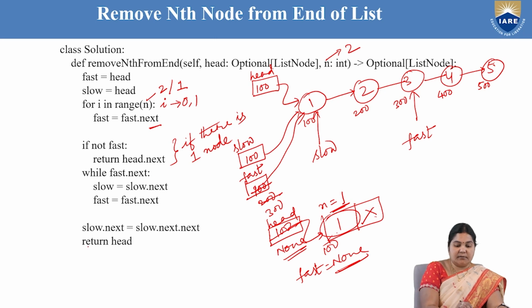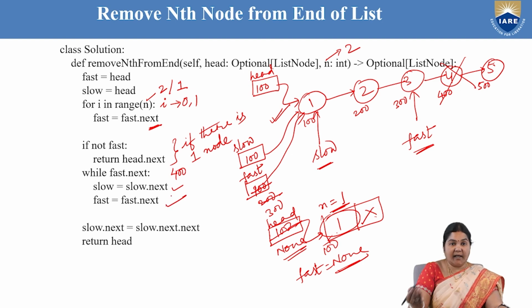Right. Otherwise, let us understand this previous first test case only, where n is equal to 2 and this node we have to delete. Right. So when this loop is over, fast is pointing to the third node and slow is pointing to the first node. Right. While fast of next, 300's next is how much? 400. Is it a valid address? Yes. Then move slow by one step, fast by one step. Already fast is ahead of slow. Okay. So slow is slow of next, means now slow is coming here. Right. Fast is going by one more step. So fast is pointing here.